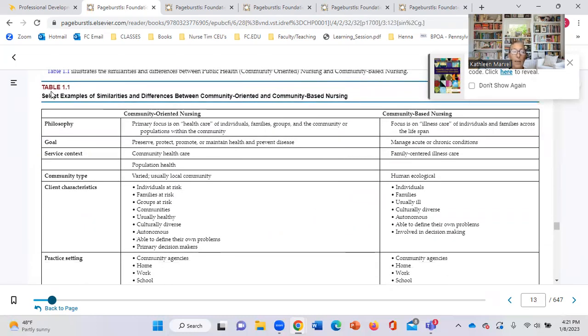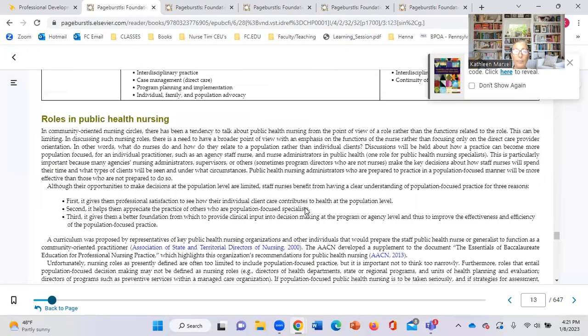And here's a nice table of similarities and differences between community-oriented and community-based nursing. So have a look at that. Nice detailed summary.